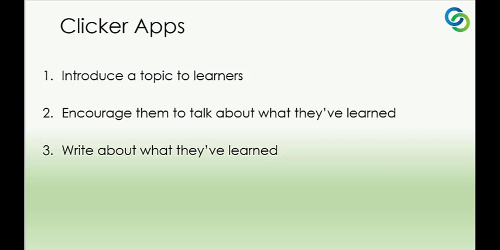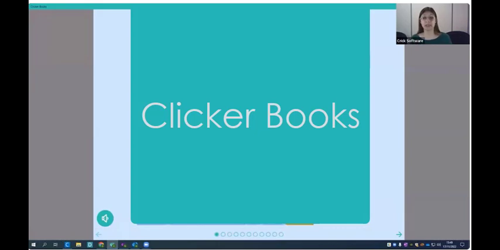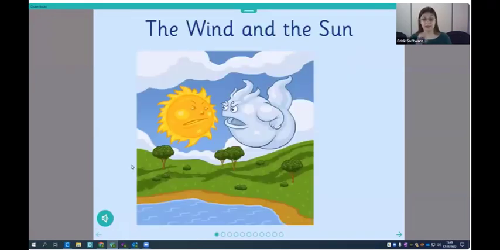So we're going to be looking at the 3 Clicker apps, which you have access to as part of a Clicker subscription. And these are Clicker Writer, Clicker Books and Clicker Talk. So I'm going to open up the Clicker Books app now. Okay, so I do have a book open, and Clicker Books is an app that allows access to on-screen speech-supported information books. Now, the topic that we're going to look at today is Romans.